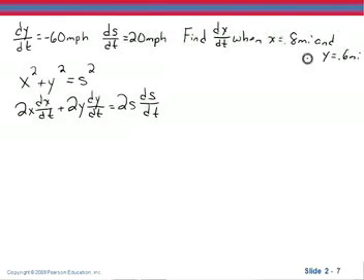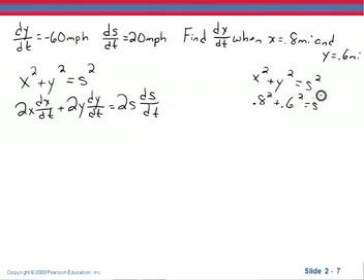Now we know that x is 0.8 and y is 0.6. So if we go back to our formula, x squared plus y squared equals s squared, and we plug in our 0.8 and we plug in our 0.6, that's 0.64 plus 0.36 is going to be 1. And of course the square root of 1 is 1. So at this point, when x is 0.8 and y is 0.6, then the distance between the two cars is 1 mile.